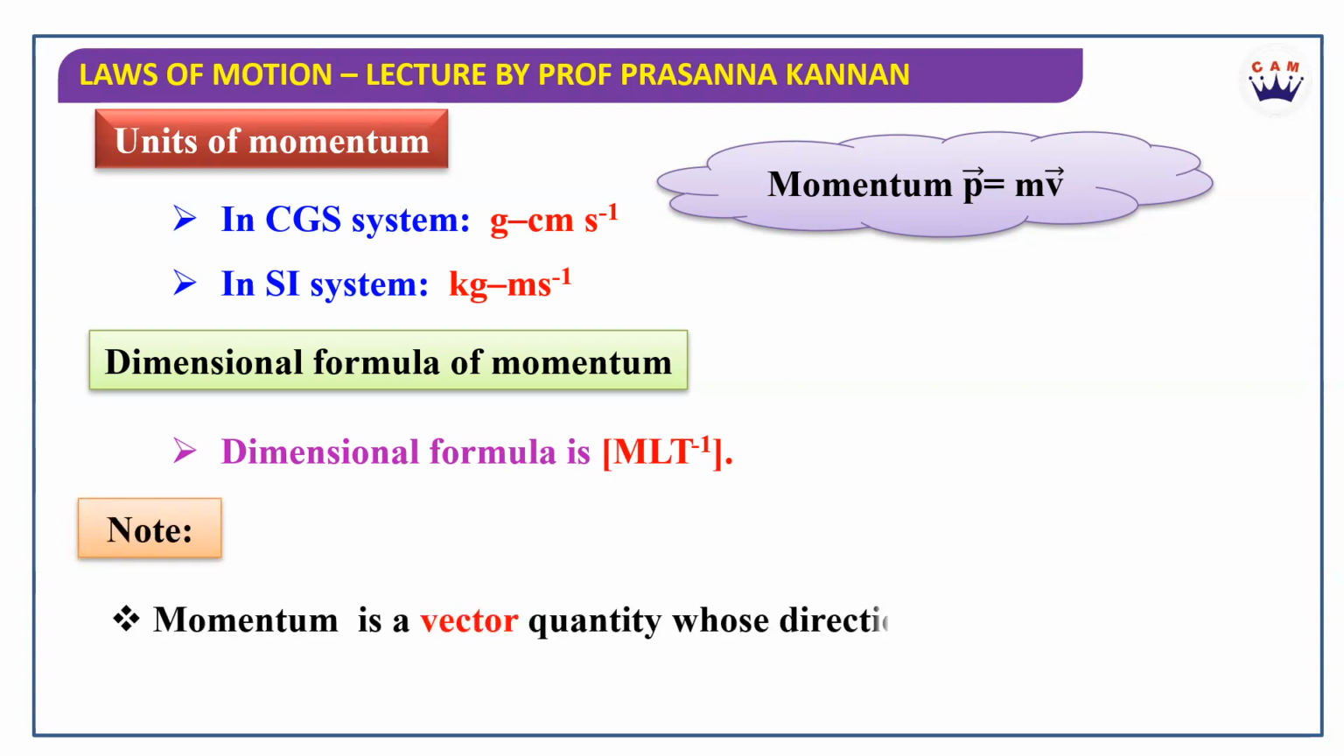Obviously, momentum is a vector quantity whose direction is same as that of velocity. Momentum and velocity have same direction. Clear, students, so far? Any doubts?